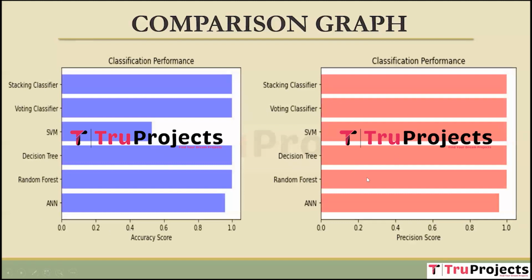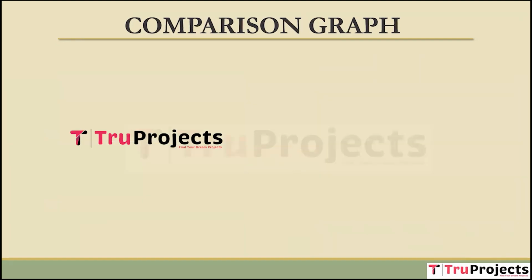This is the precision score graph, where the x-axis represents precision scores of the algorithms and the y-axis represents algorithm names. Precision is the ratio of true positive predictions to the total positive predictions, representing the model's ability to correctly identify relevant instances while minimizing false positives.